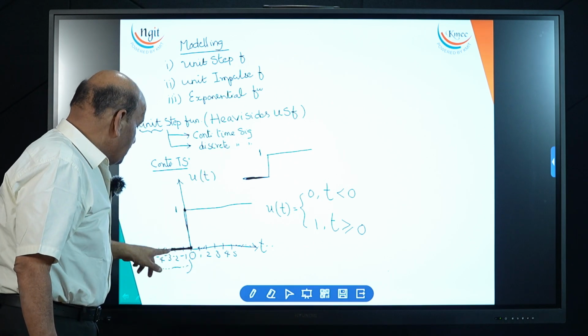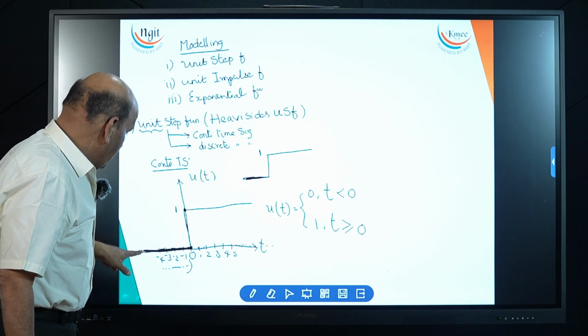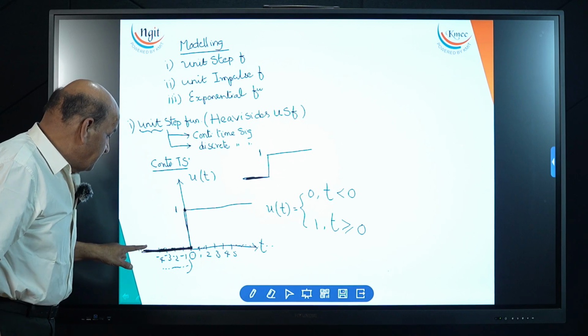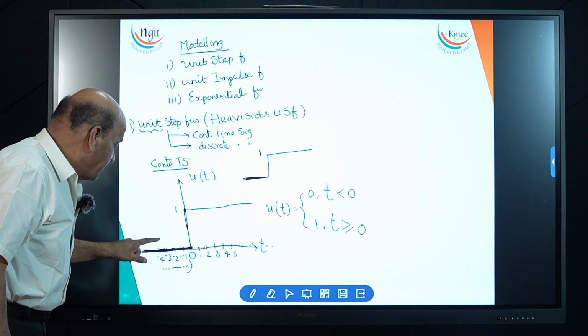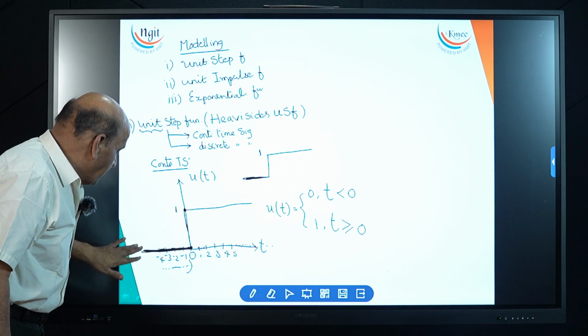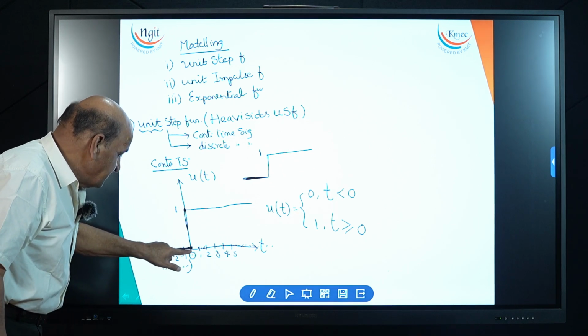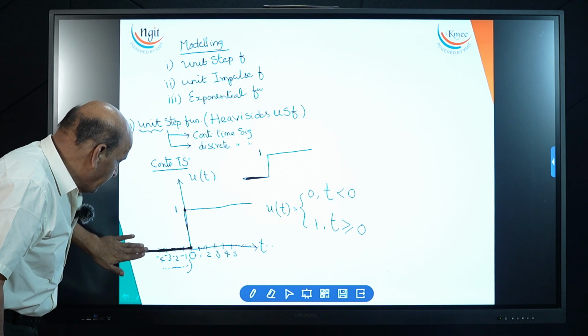Students have to remember, first you have to observe this thicker line. The purpose of drawing or sketching this thicker line is that for all values less than 0, all are 0.